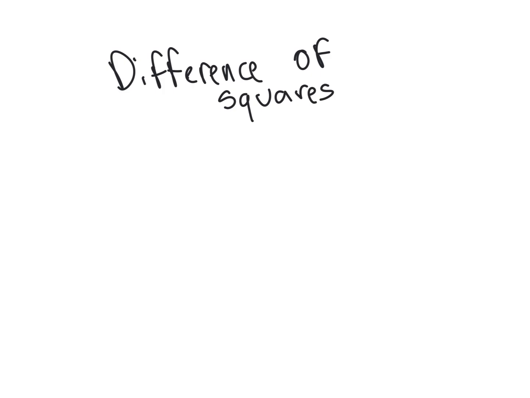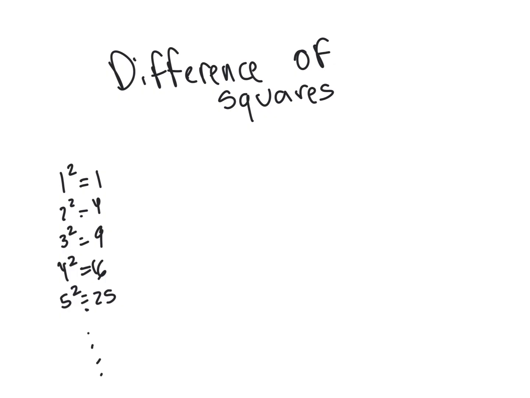So, for example, for difference of squares, it's really easy to use if you know your perfect squares. So 1 squared is 1, 2 squared is 4, 3 squared is 9, 4 squared is 16, 5 squared is 25, and so on. But if you don't know your perfect squares, it could be tricky.